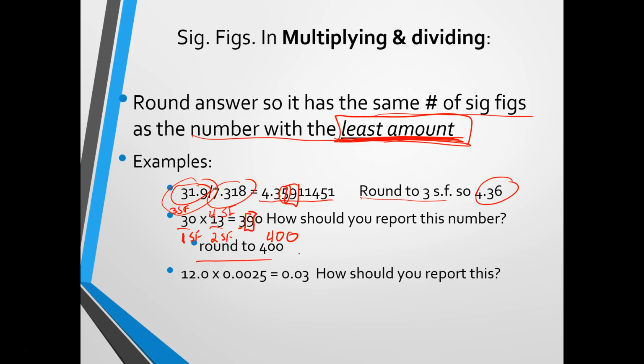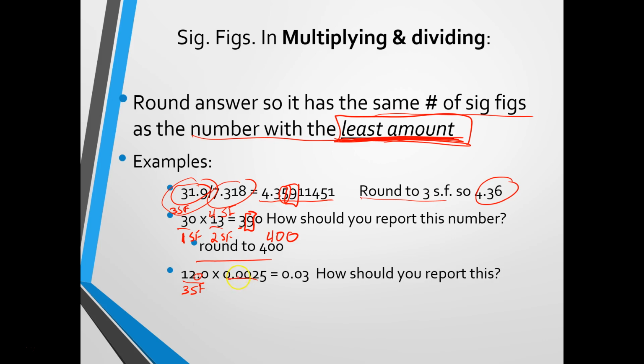Well, we have to go back to our two numbers. Our first number has two non-zero digits, which are going to be significant, but we also have a 0 that comes after our number. But because we have a decimal point, that 0 is significant. So we have three significant figures in this. Now we look at our second number.